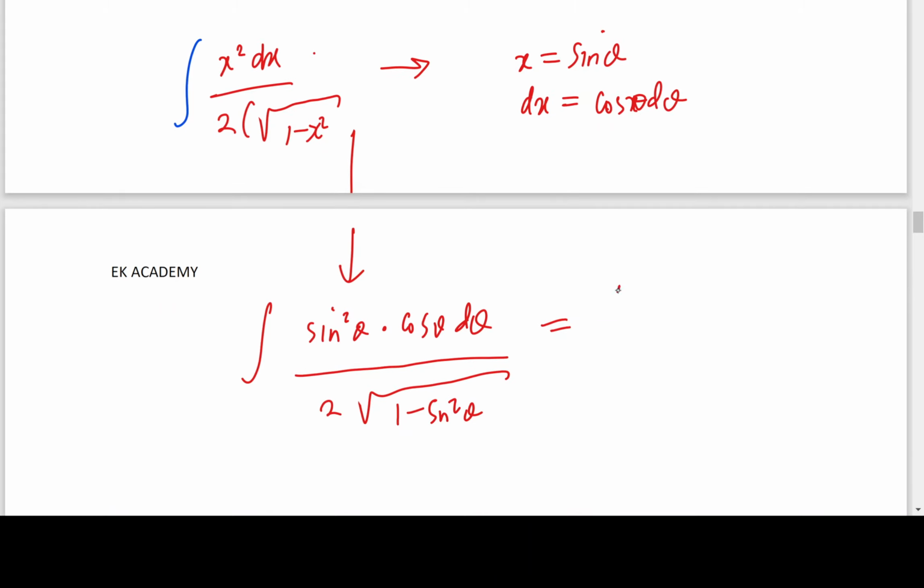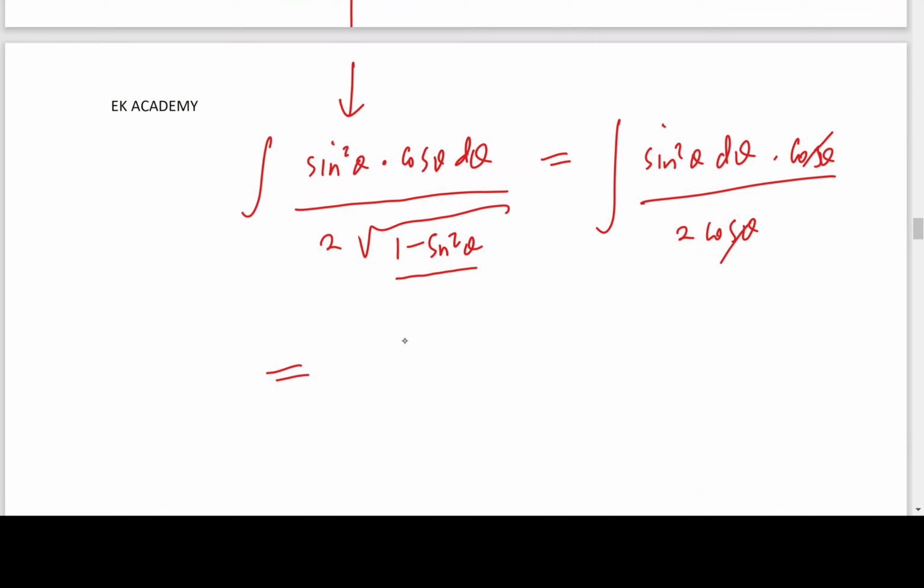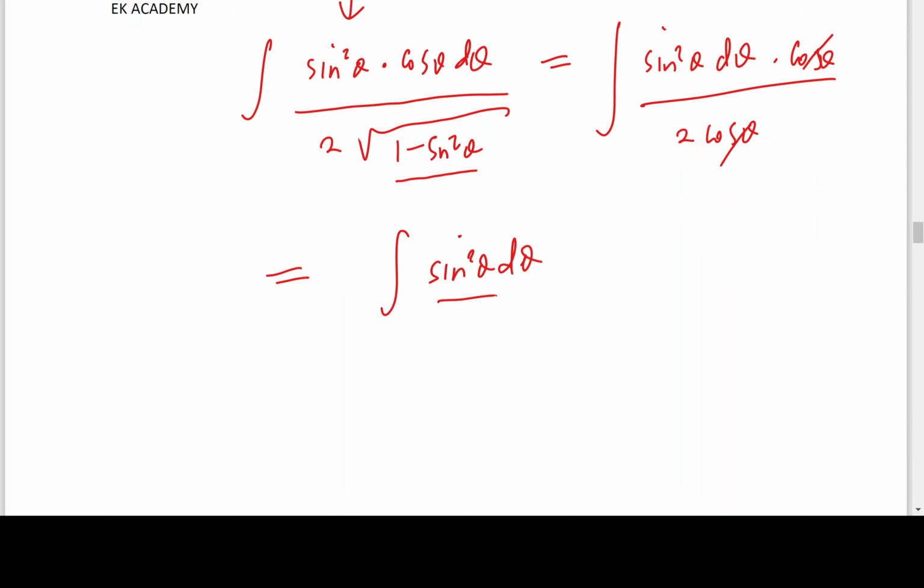The result is going to be the integral of sine square theta times cosine theta, of course, over 2 cosine theta, because 1 minus sine square theta is cos square theta, and the square root of it gives cosine theta. So cosine and cosine will cancel. The integral will be actually the integral of sine square theta d theta. So we're going to change sine square theta using the double angle formula. We know that cosine 2 theta is 1 minus 2 sine square theta.